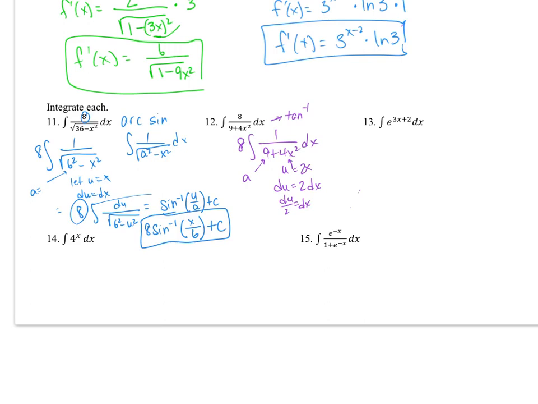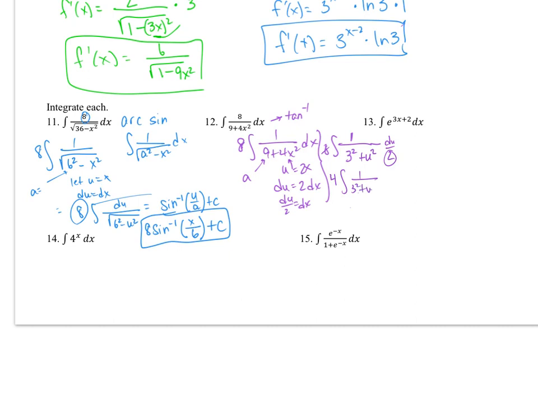So I can go ahead and rewrite this to be the integral, and we've got the 8 on the outside of 1 over, now this is going to be 3 squared plus the u squared. Here we end up with dx as being du over 2, and we're going to bring this out now to be 4, because this 2 reduces with that 8.